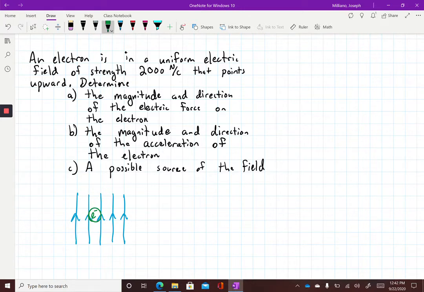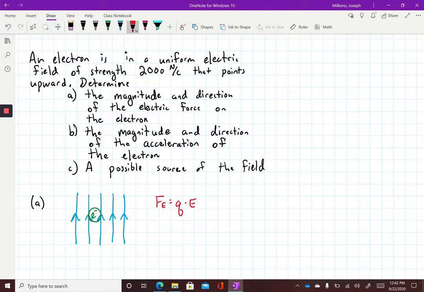So we want to determine the magnitude and direction of the force. The magnitude piece, that's pretty straightforward. Let's label this part A. The magnitude, all we need to do is take the electric force is equal to the charge of the electron multiplied by the electric field strength. This is our mg of electric forces. Instead of m, it's q. Instead of g, it's E.